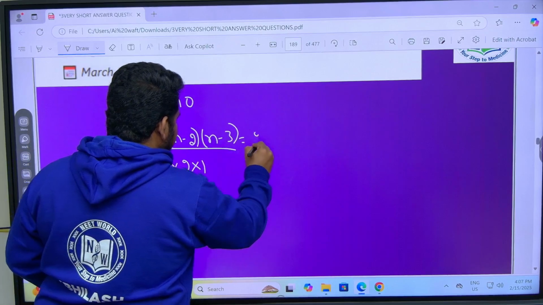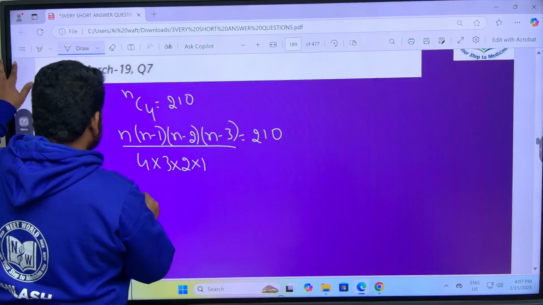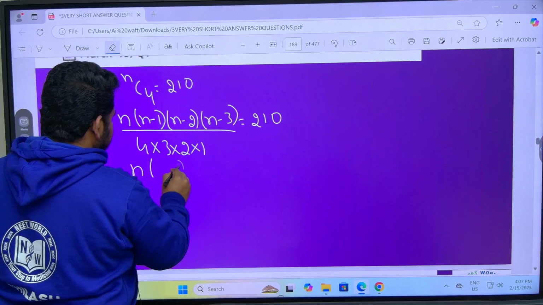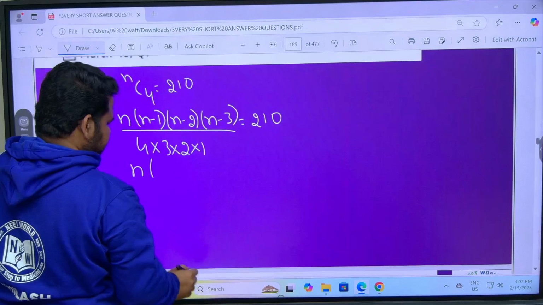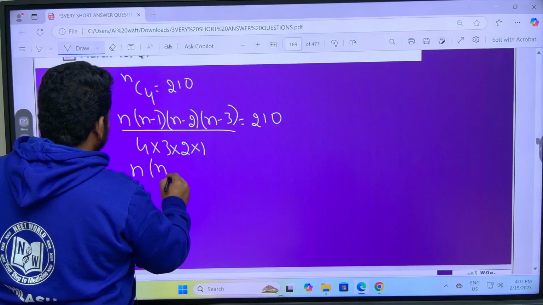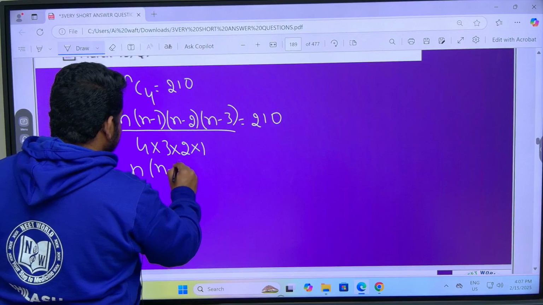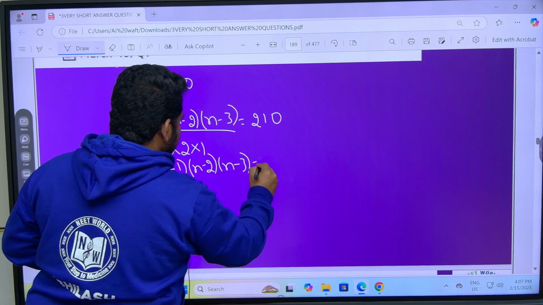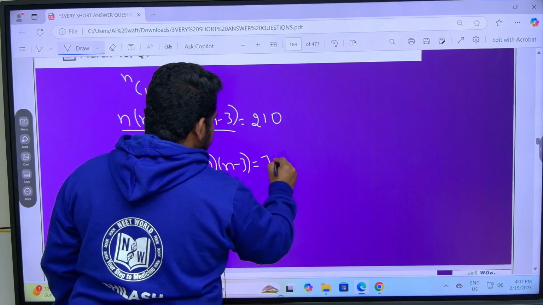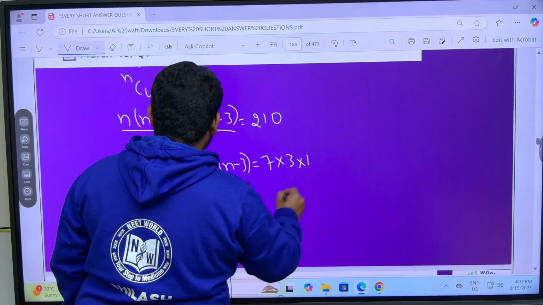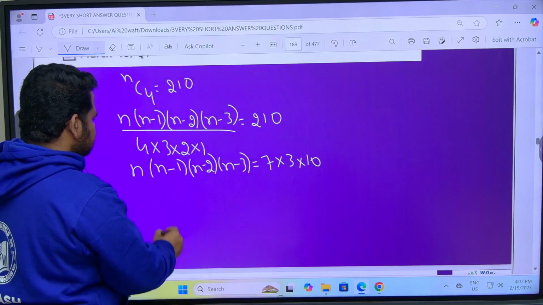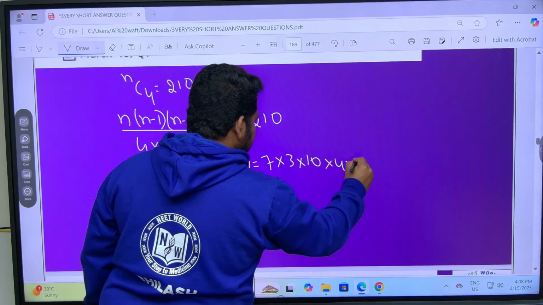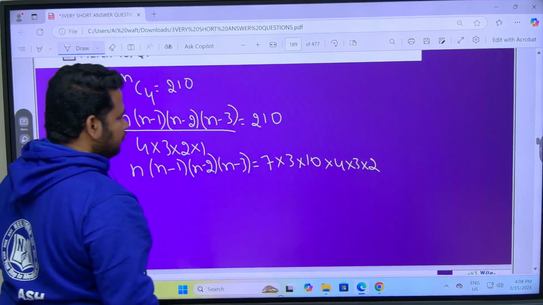This will be 210. Further, I can send this to the RHS. Previously we could also have continued with those steps, no problem. So n into n minus 1 into n minus 2 into n minus 3 is equal to 210. I can write it as 7 into 3 into 10. If I send this side, this will be equal to 4 into 3 into 2.